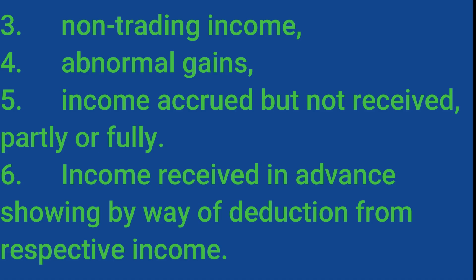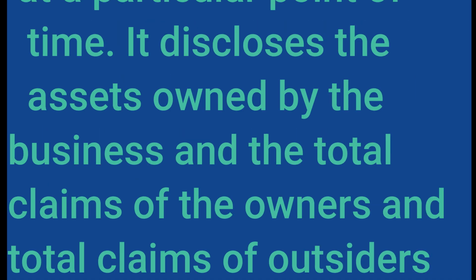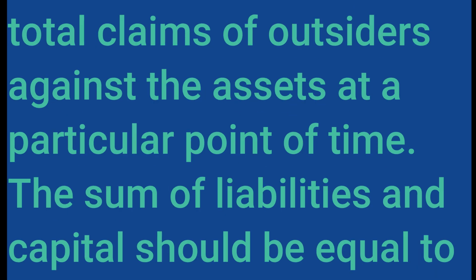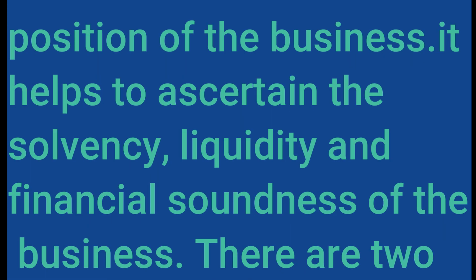And the third part, the balance sheet, is a position statement prepared at a particular point of time. It discloses the assets owned by the business and the total claims of the owners and the total claims of outsiders against the assets of the business at a particular point of time. The sum of liabilities and capital should be equal to assets. Therefore, it shows the financial position of the business. It helps to ascertain the solvency, liquidity, and financial soundness of the business.